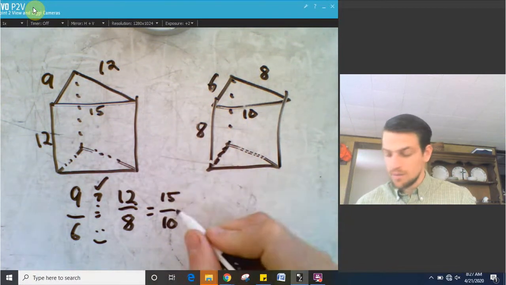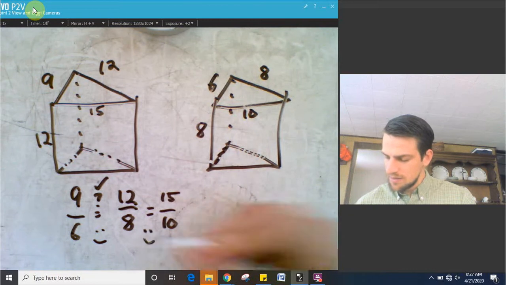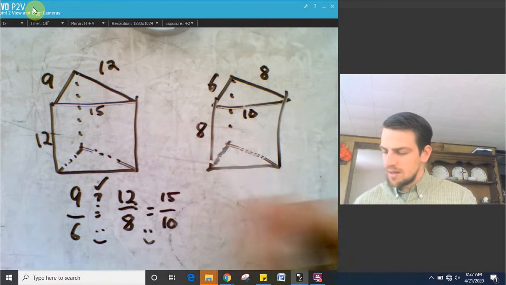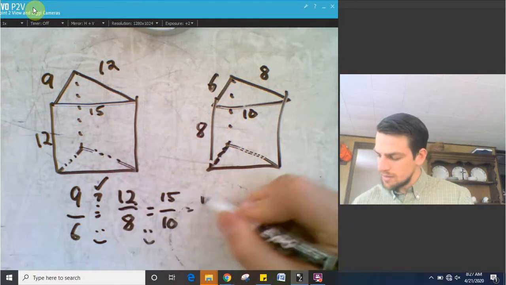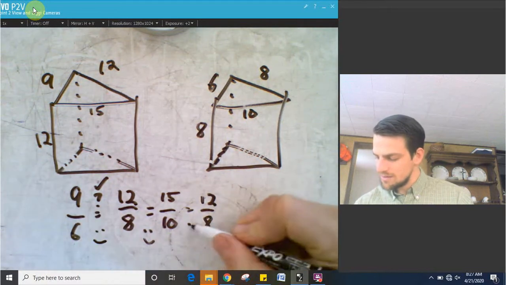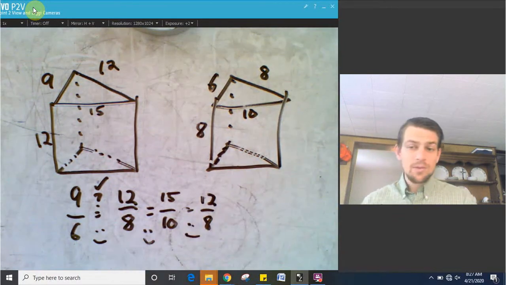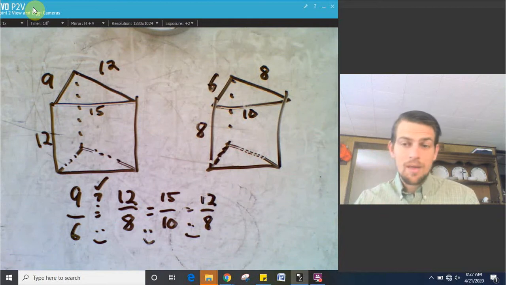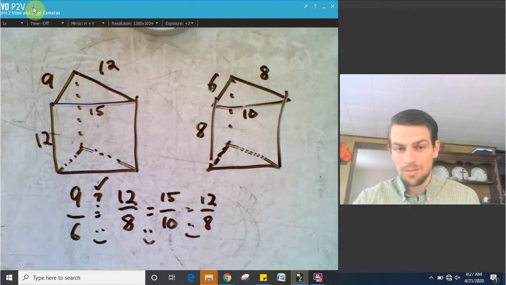And sure enough it is. It ends up being 1.5, so another smiley face. And then we need to check to see if 12 over 8 also equals that, and we already saw that earlier. So 12 over 8, in fact, is equal to 12 over 8. And so all of these sides are in proportion. Therefore, these two solids are similar.